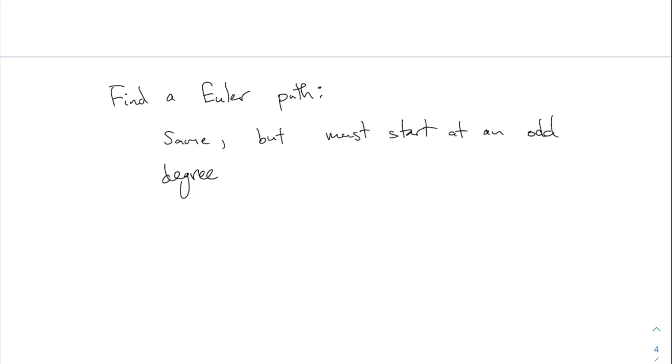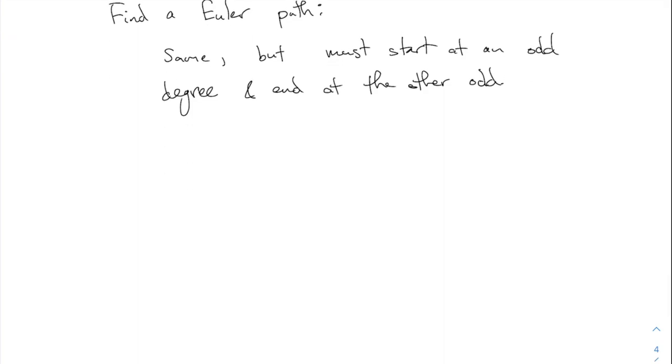And the way it works out, the odds are always the starting and the ending point, and the evens are all the other ones. So you must start at an odd degree and end at the other odd. You have to start at one of the odds, and there's going to be two odds. You start at one of them, and you will end at the other. Actually, you don't have to try to end at the other one. If you're doing it properly, you will just sort of magically end up at the other odd vertex. This sounds like maybe it's going to be harder. It's really not. So how about, here's an example.